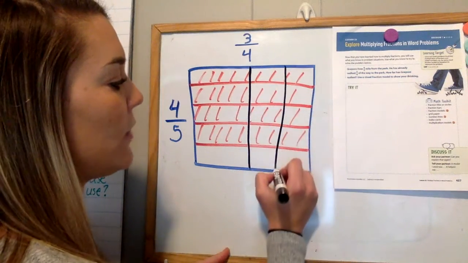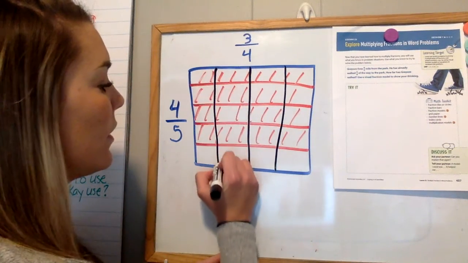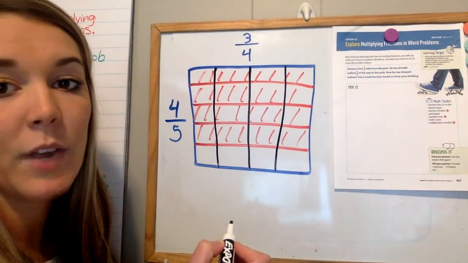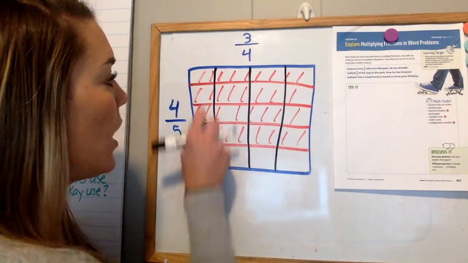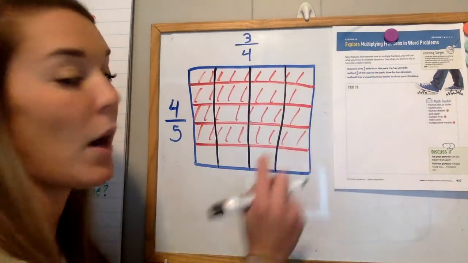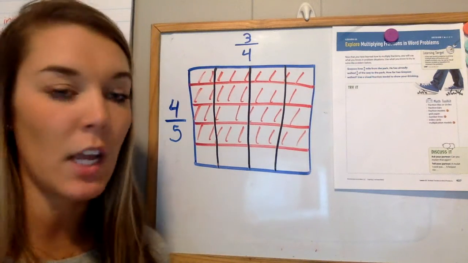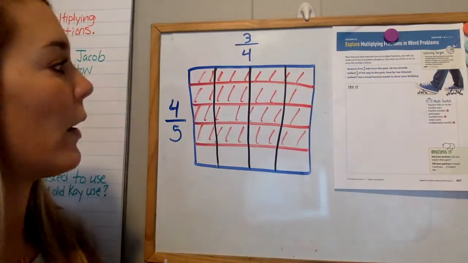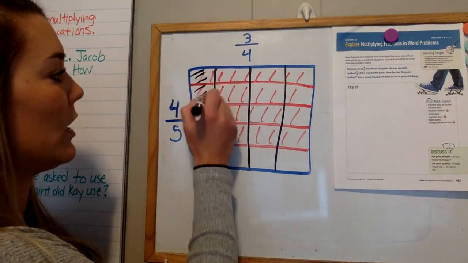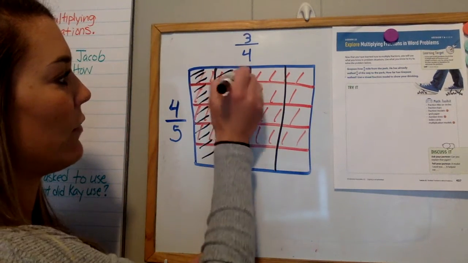And then I can just break these chunks in half. So it's as even as I can make it, right? Is that 4 columns? 1, 2, 3, 4? Sure is. Okay, how many of those columns do I need to shade? 3 out of the 4. So I'm going to go down and shade in 3/4.